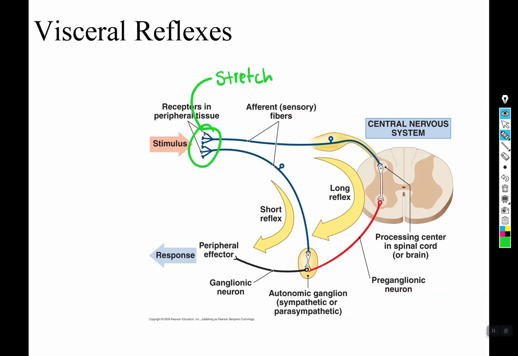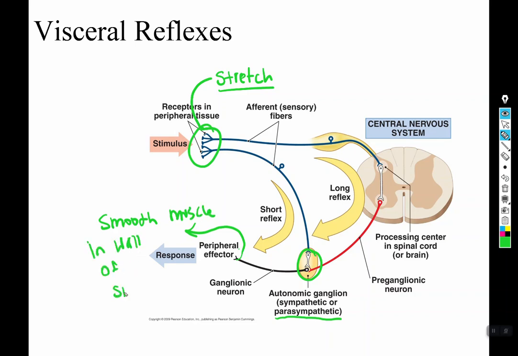So stretch receptors are going to send sensory information right up the short reflex arc. That's going to be coordinated and noticed by the autonomic ganglion, and the parasympathetic is going to be the one involved. And then the ganglionic neuron is going to tell the peripheral effector. So in the case of this example, smooth muscle in the wall of the small intestine: hey, stretch is happening, which means that you need to do peristalsis, which is squeezing the food along the tube.